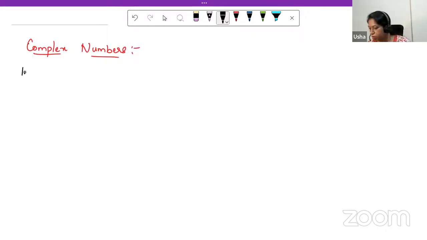Complex numbers. In complex numbers, two important questions will be asked. And in every question paper, there will be one question. Out of these two, any one you will get. We will discuss both of them.